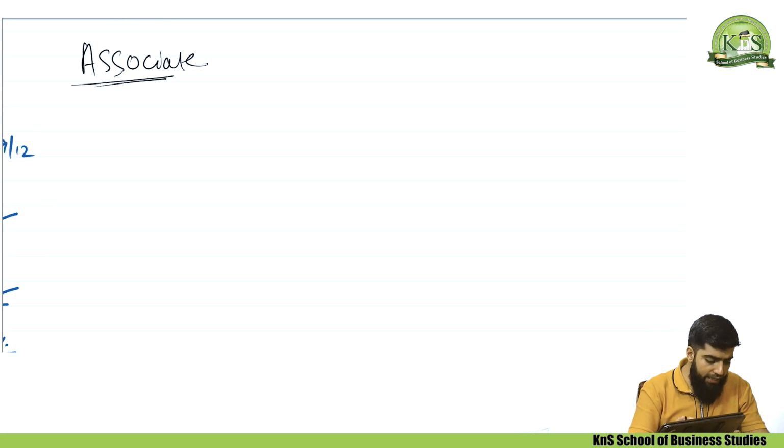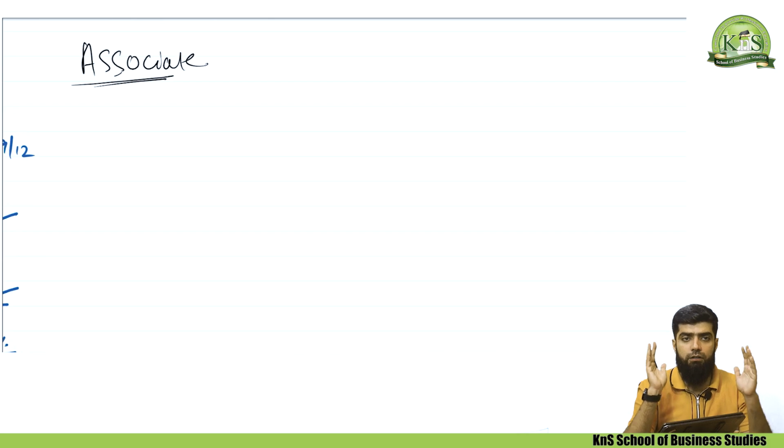Now, what adjustment might the examiner ask you? The first adjustment is for the unrealized profit. Remember, between the parent and associate, no intra items will be eliminated. The only intra item that will be eliminated is the unrealized profit that we need to eliminate from the accounts of the parent and associate.